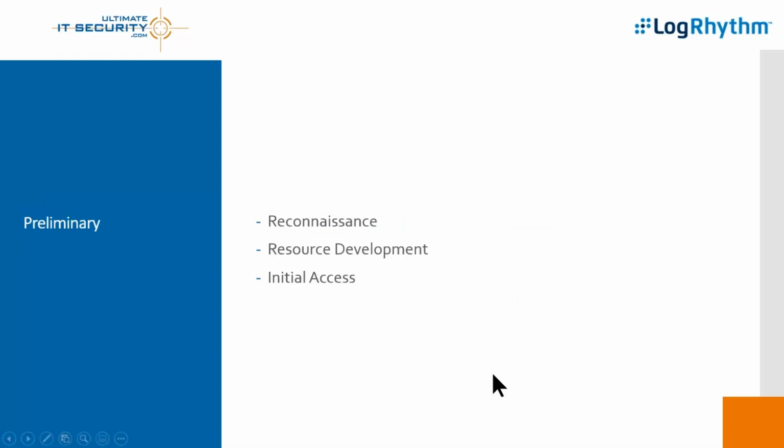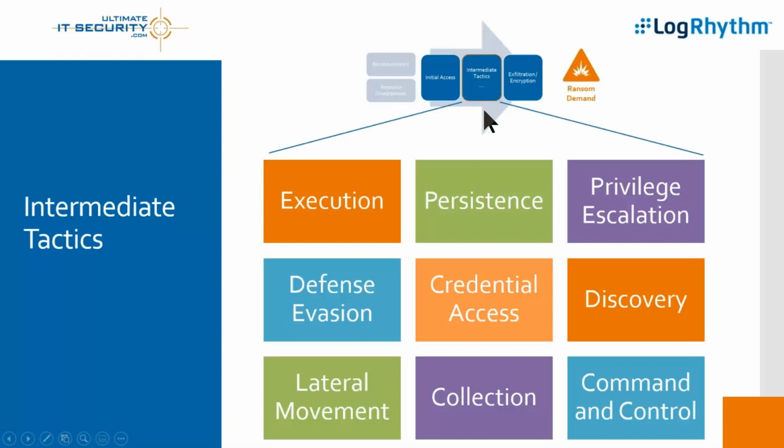All right, so we've already talked about the preliminary stuff. Let's zero in on those intermediate tactics. And what we're talking about is execution, persistence, maybe privilege escalation, maybe they do some amount of defense evasion. They probably implement some techniques of credential access. They absolutely have to do discovery if they are going to exfiltrate data. If they're just encrypting your systems, then that becomes an availability thing. They don't necessarily need to be very discriminative about what they encrypt, especially if they encrypt system level files.